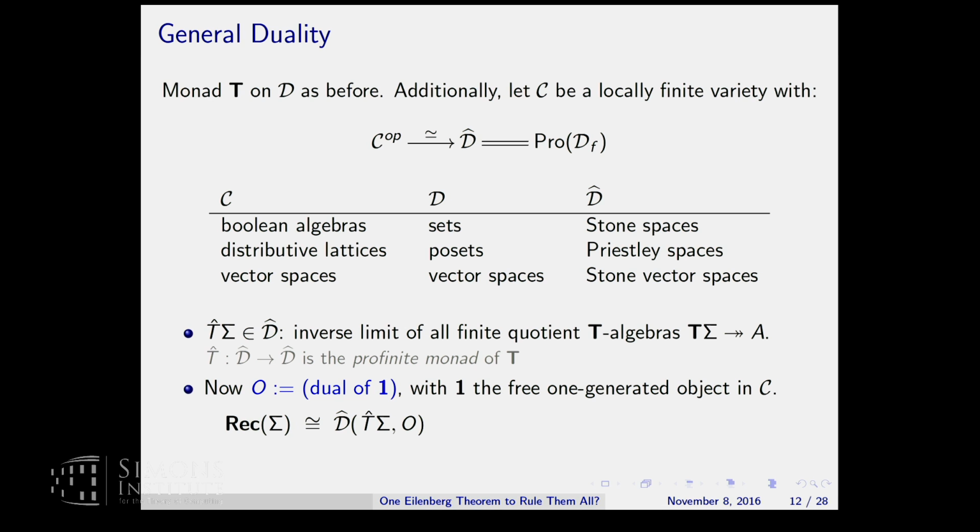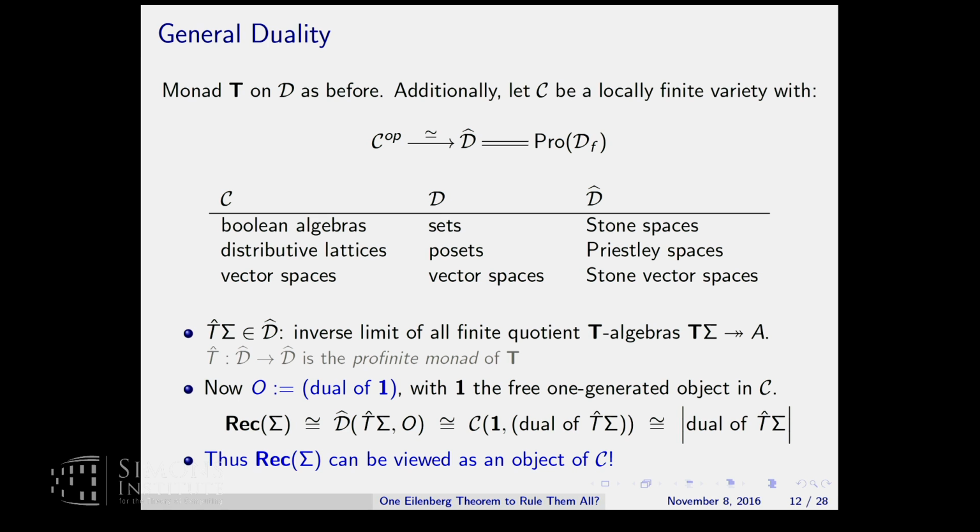So previously, languages were morphisms from T sigma to O, factorizing through some finite algebra, and this somehow then disappears if you talk about profinite. And then going on, using the duality, one sees that, since O is dual to 1, and you have to turn around things here, this is the same as the C morphisms from 1 to the dual of T hat sigma, and so that's essentially the elements of the dual of T hat sigma. So what this says is that the recognizable languages can be viewed as an object in C here. And this is now a general version of this regular languages being dual to the free profinite monoid that we see in our setting.